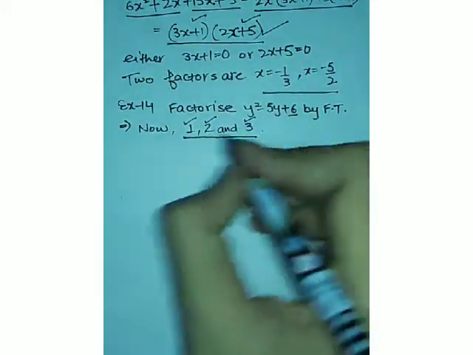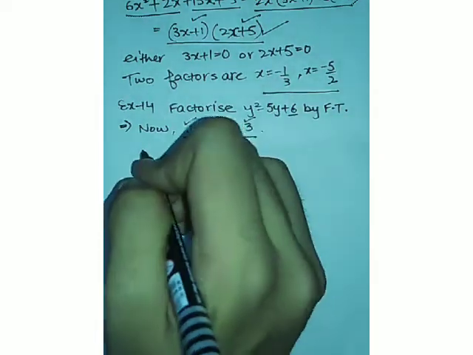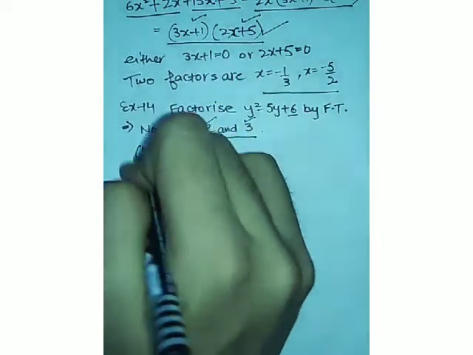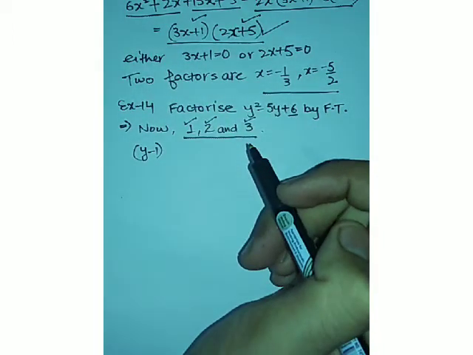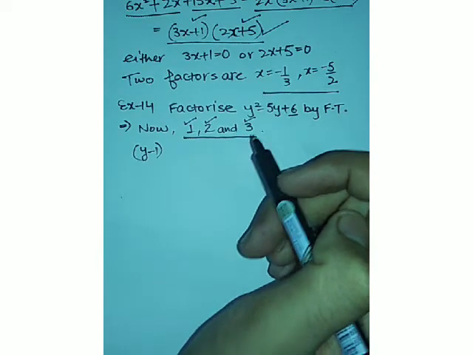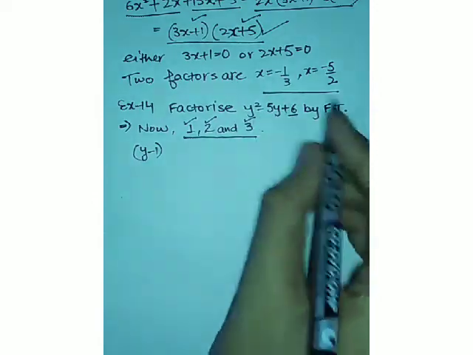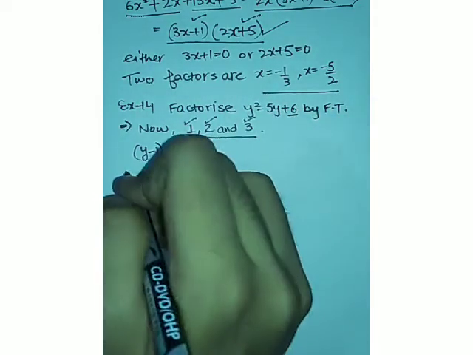If, for example, 1 is coming out to be satisfying this given polynomial, then y minus 1 will be our first factor, because y minus a and y minus b, as we have studied in the factor theorem previously, at the beginning of the video. So 1, 2 and 3, we'll substitute in the polynomial turn by turn.